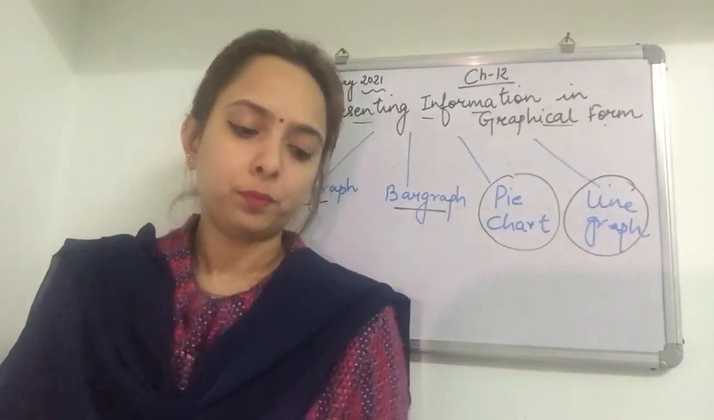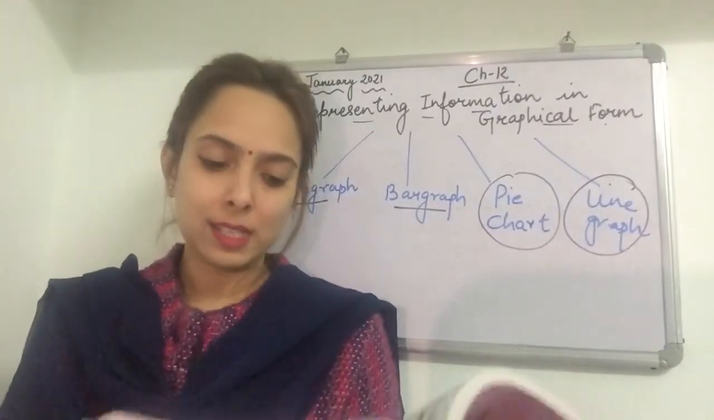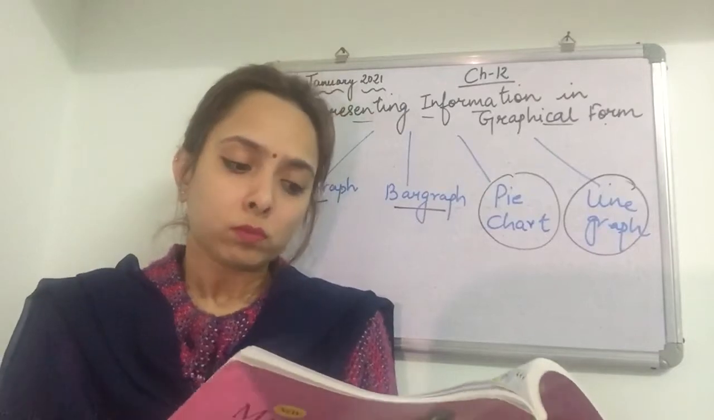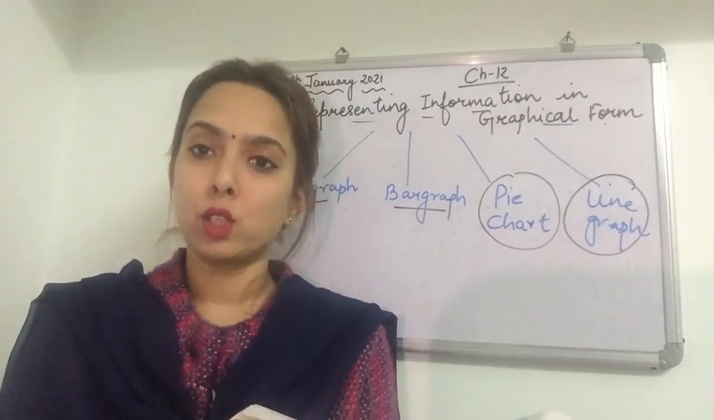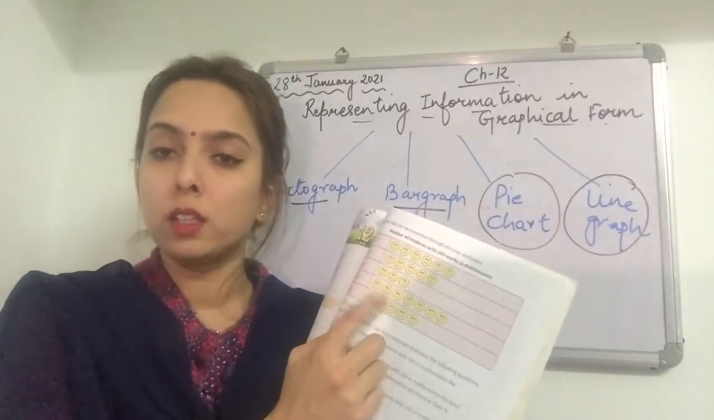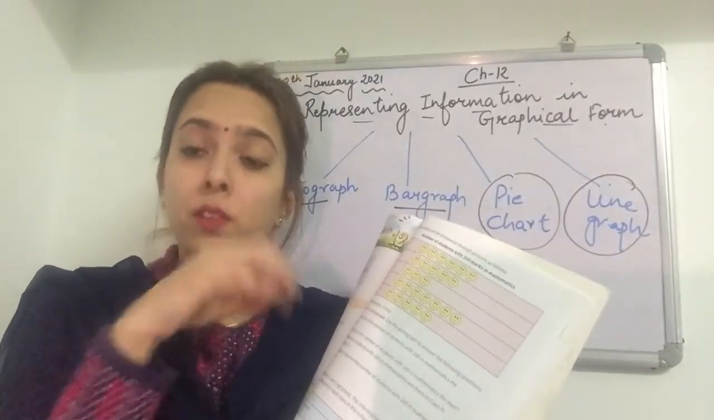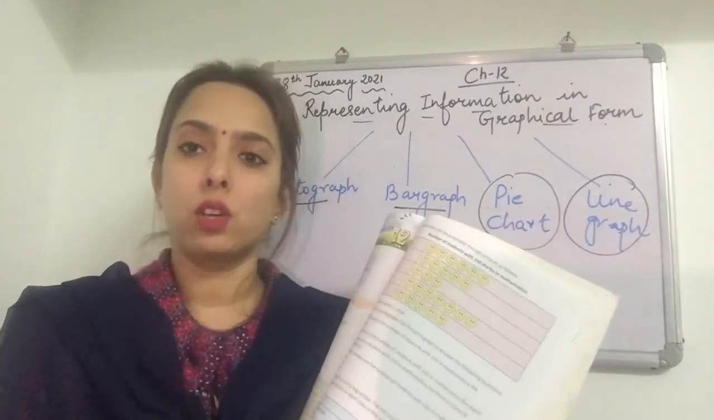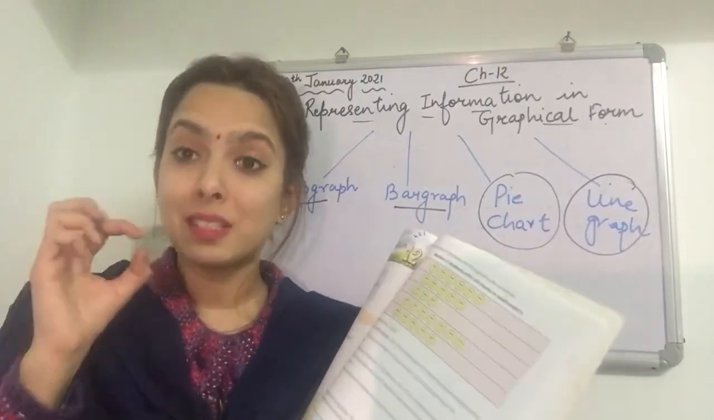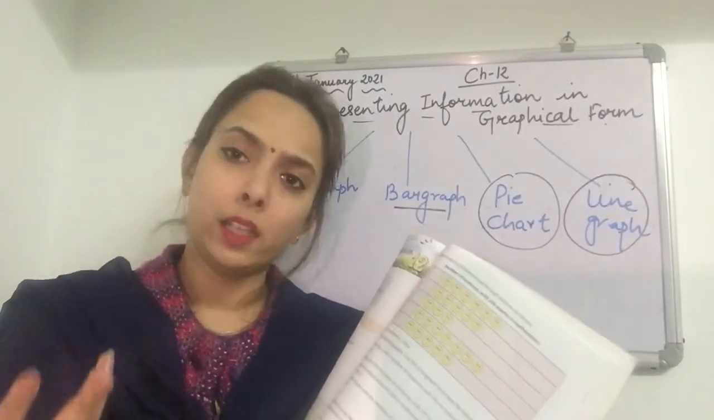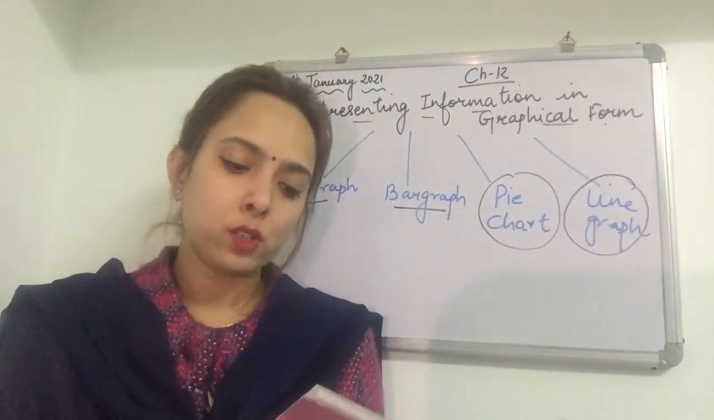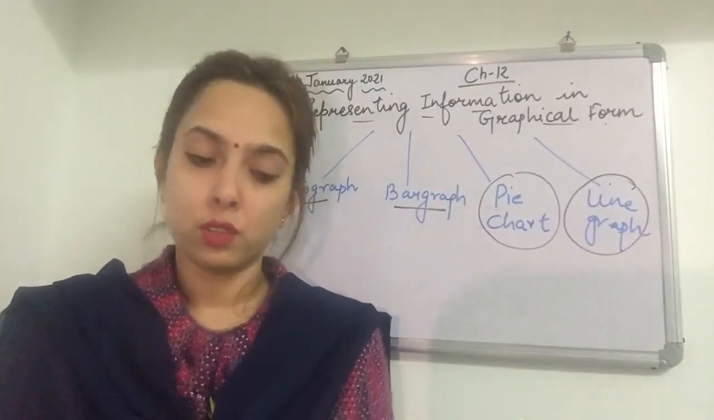Now there are some questions given to us on page number 177 only. This is known as a pictograph because we are using pictures in it. Here in this book they have used smileys. You can use any picture of your own choice. You can use a diamond shape, you can use a circle, you can use anything you want, but it should be a picture.